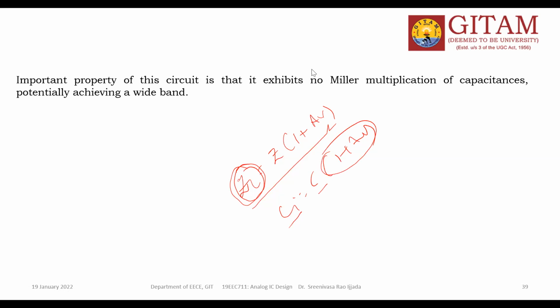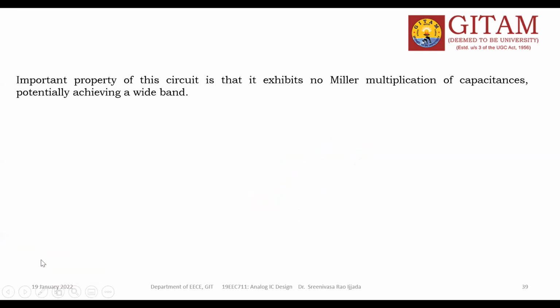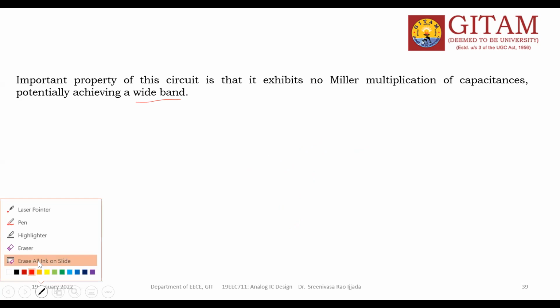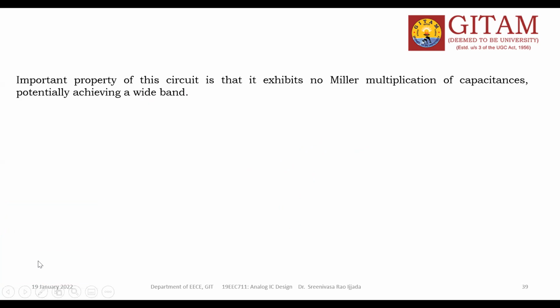So these two are not applied. The Miller multiplication is not applied. Whenever the Miller multiplication is not applied, the circuit can be used for wideband applications. Common gate can be used for wideband applications. Got my point? Do you understand?